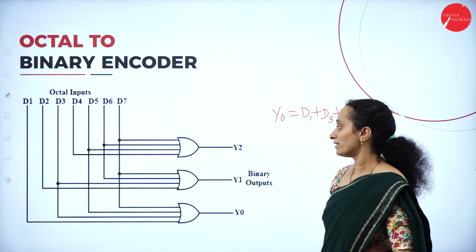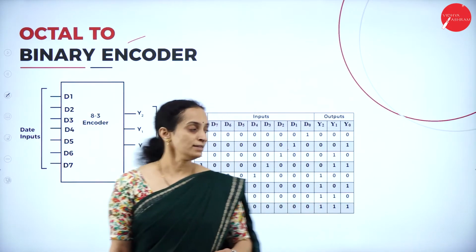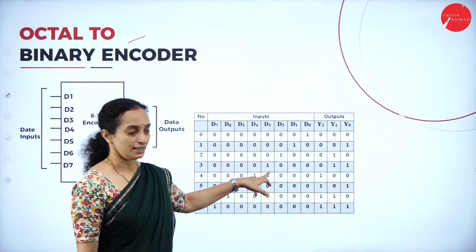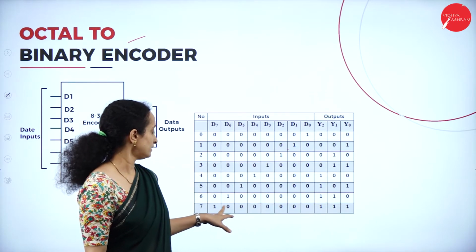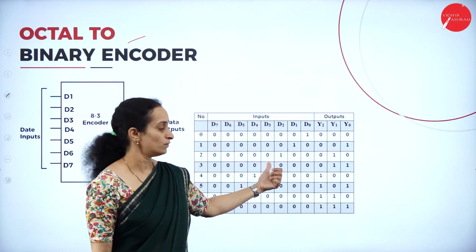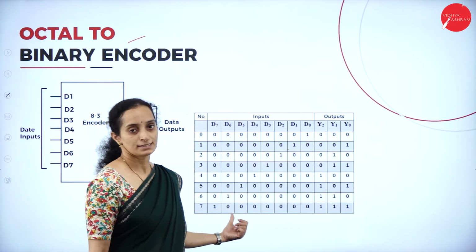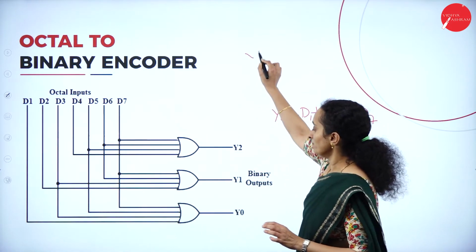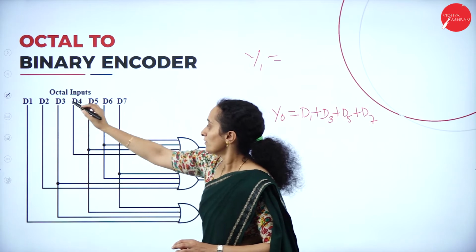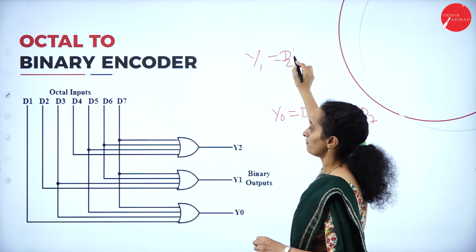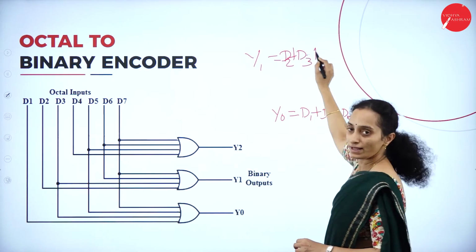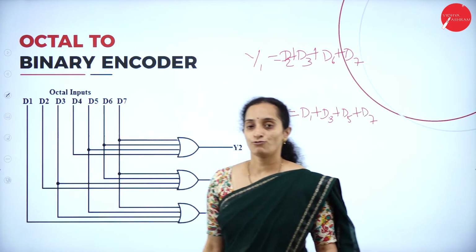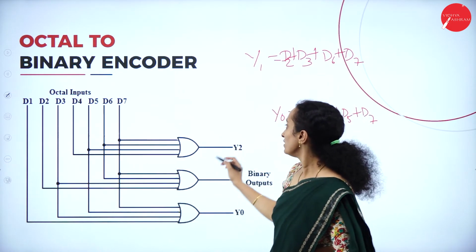When Y1 is enabled, Y1 is enabled when you have D2, D3, D6, D7. Let's check in the diagram. So Y1 will be D2 plus D3 plus D6 plus D7. So we have 4 inputs. Like this, you can enable each of it.